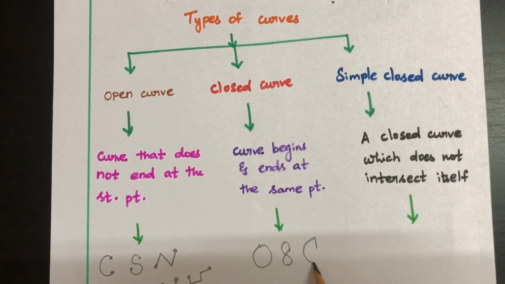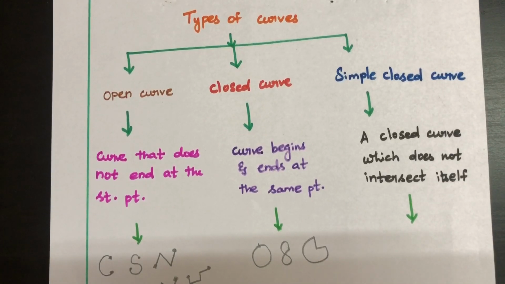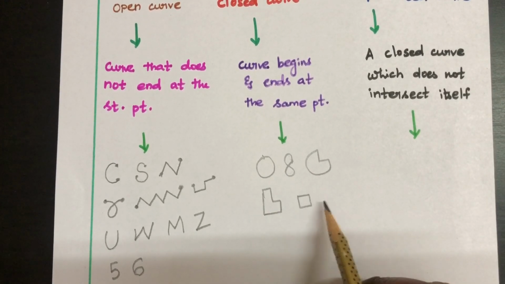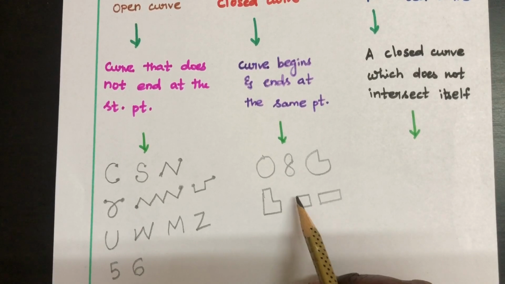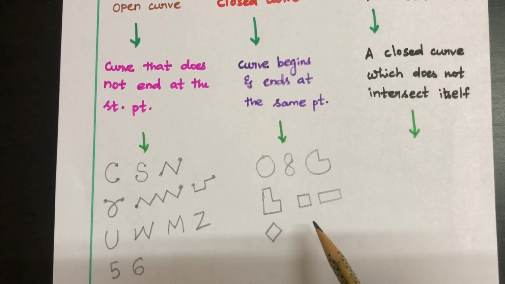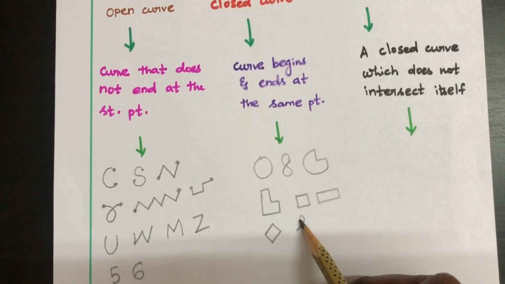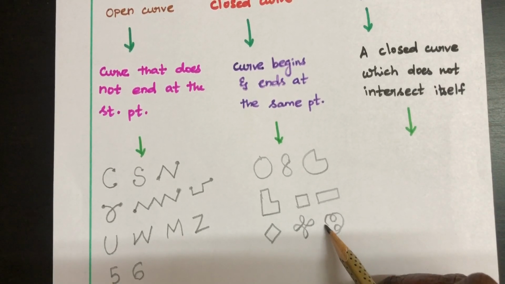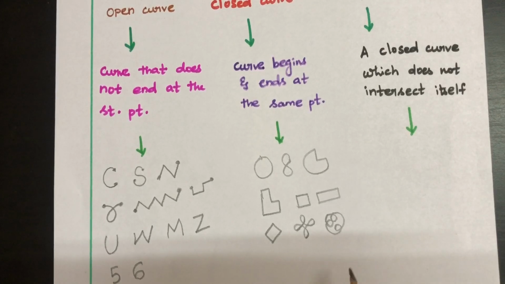See, figures like this, and we can do n number of things for closed curves also. Square, rectangle. See, starts at one point, ends at the same point. Diamonds. Like this, we can give so many things. In our rangolis also, we can give closed curves. Like this. Right? Even like this also. So, these are all examples of closed curves.